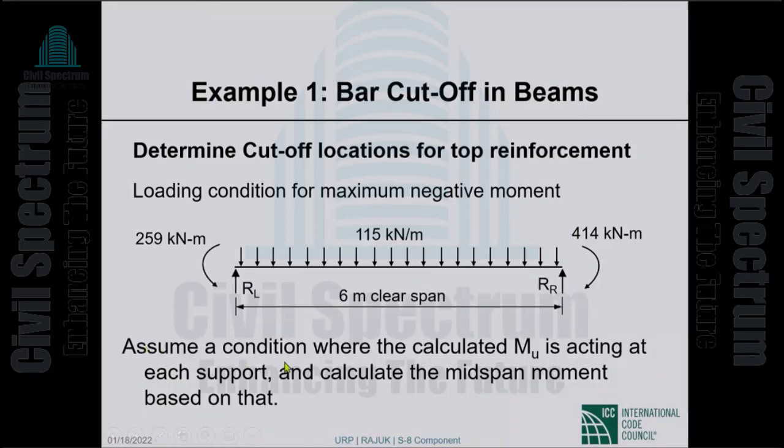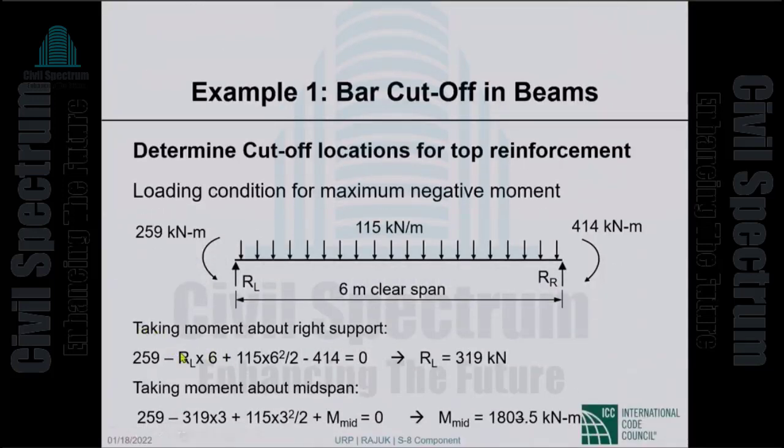Assume a condition where the calculated M sub u is acting at each support and calculate the midspan moment based on that. So 414 and 259, the calculated moments are. Assume a condition where the calculated M sub u is acting at each support and calculate the midspan moment. That's what we are doing here. A 115 kilonewton per meter load is sitting on the beam.